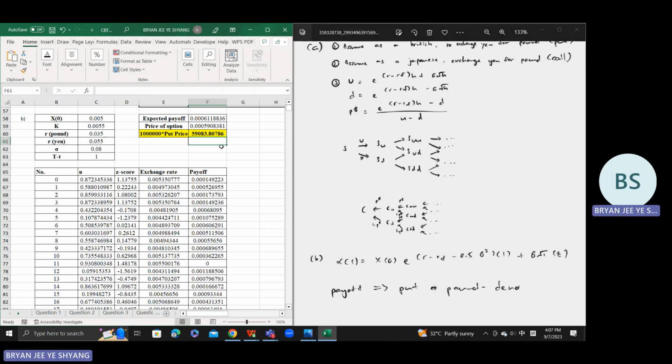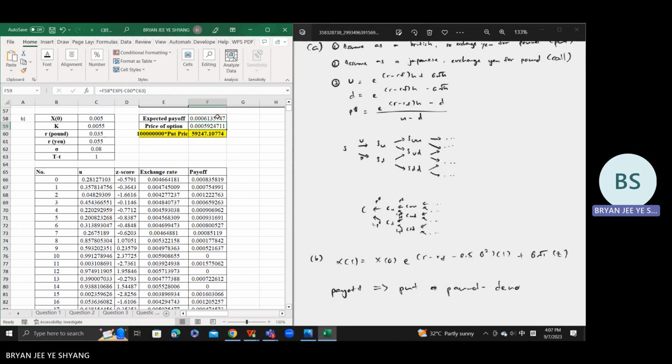Our expected payoff will be equal to the average of this payoff, and our price of the option is equal to our expected payoff discounted back, times the exponential of negative r pound times (T minus t). Then we calculate for 100 million: the put price is equal to 100 million times F59, this value.